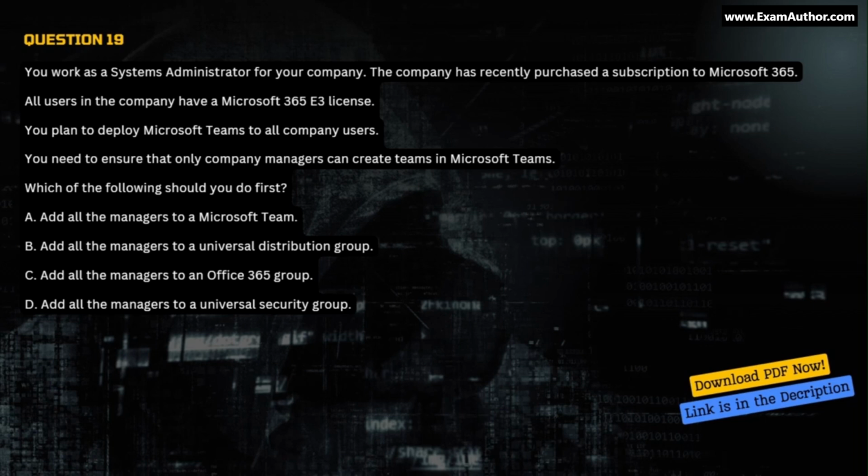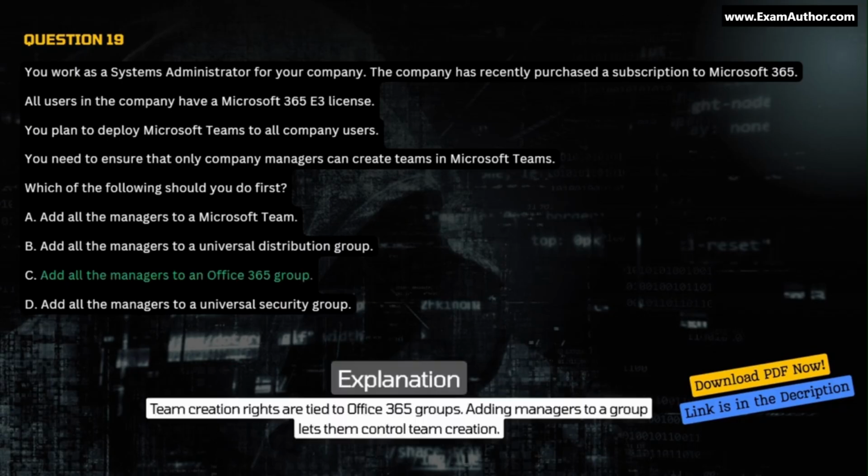A. Add all the managers to a Microsoft team. B. Add all the managers to a universal distribution group. C. Add all the managers to an Office 365 group. D. Add all the managers to a universal security group. Correct answer, C. Add all the managers to an Office 365 group. Explanation. Team creation rights are tied to Office 365 groups. Adding managers to a group lets them control team creation.